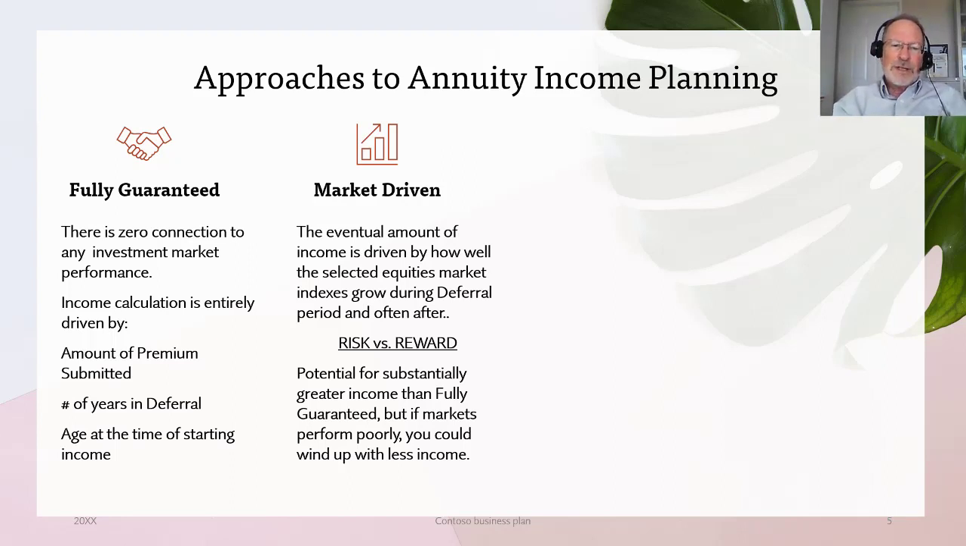Now, risk versus reward on that: potentially substantially greater income than the fully guaranteed. So if you're willing to take the risk of growth, you're likely to get a higher income than a fully guaranteed income. But if the markets perform poorly, you could wind up with less income than you could have been fully guaranteed. So the guarantees in a market-driven income annuity are going to be much lower than the fully guaranteed. The potential is greater, but it's only potential, and you need to know that.